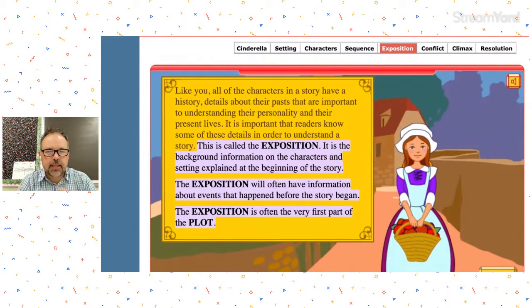So if you look, I'm just going to read there. Like you, all the characters in a story have a history, detail about their pasts that are important to understanding their personalities and their present lives. It's important that readers know some of these details in order to understand a story. So the reason that authors will put exposition into their story, and hopefully you will do the same when you write your nonfiction narrative, is it makes it more believable. If the character just showed up on the page without any kind of history or a past, they don't seem as real. So what the author tries to do is make the characters more real by giving them a history.